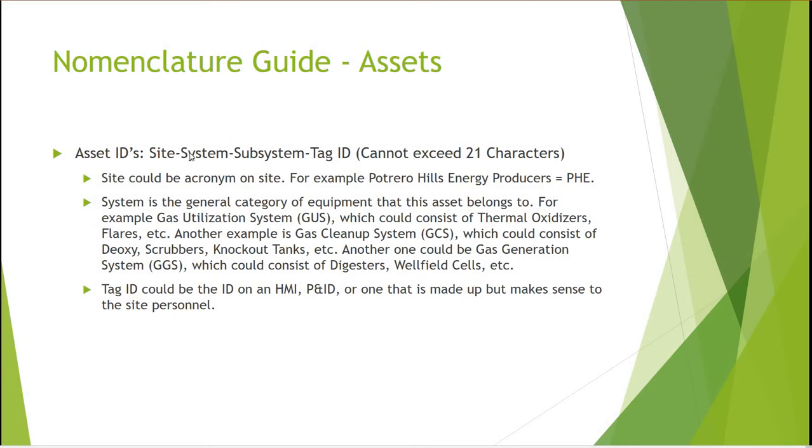So PHE-system. In this case, say for example, if it's gas utilization system, that acronym would be GUS. And that's an example of a system. A subsystem, like we talked earlier, an example of a flare would be flare. And for that, you can do an acronym of FL or FLR, however you'd like to put it in. And then the tag ID could be whatever is on the HMI, PNID, or that is commonly known by the personnel at the site.